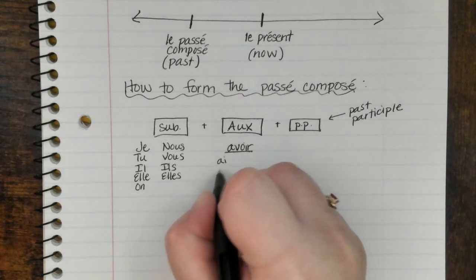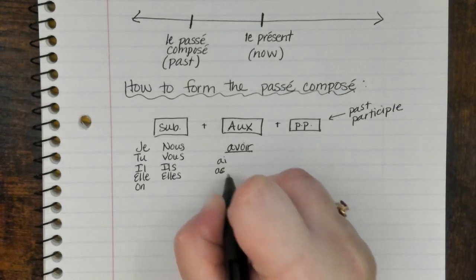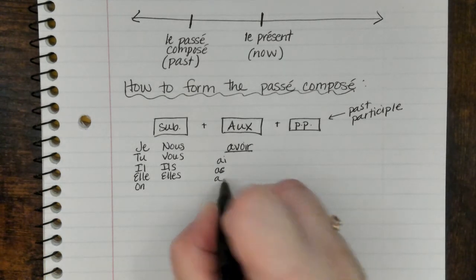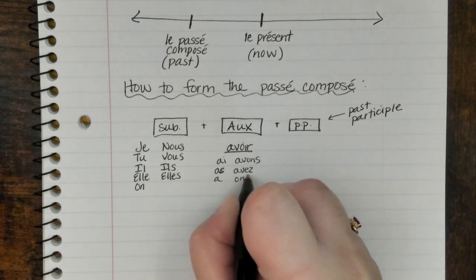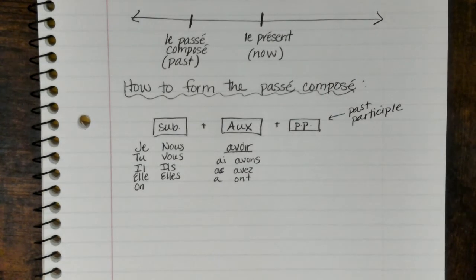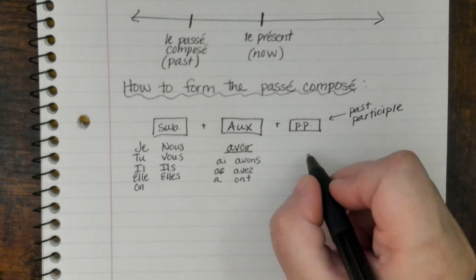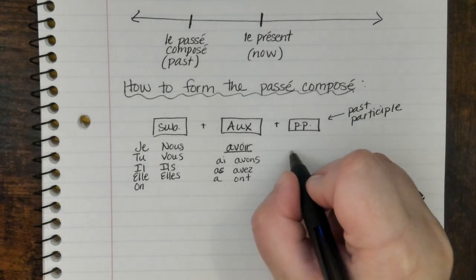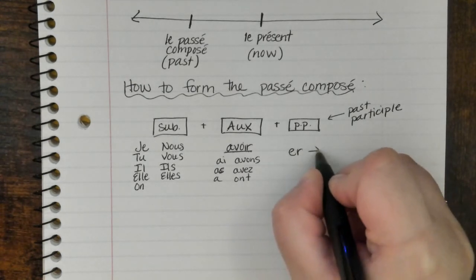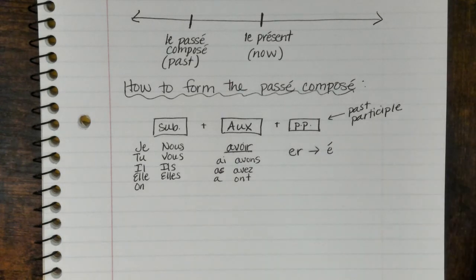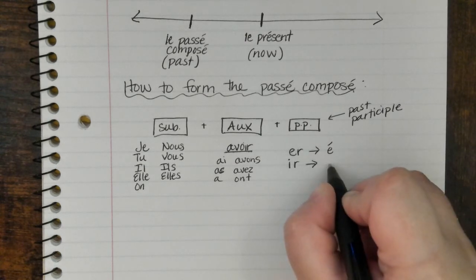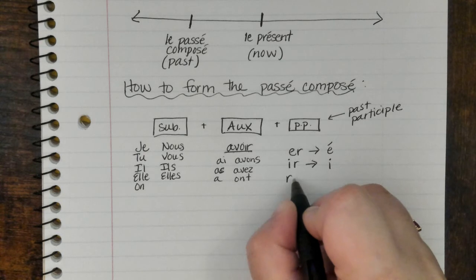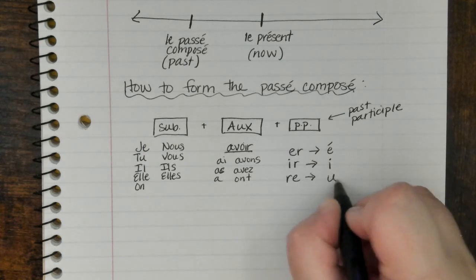So you need to know your conjugations. Sorry, that's as. Avons, avez, ont. You have to know that. And then the past participle is formed using the infinitive. So if the infinitive ends with ER, the ER becomes E accent aigu. If the infinitive ends with IR, then the IR becomes I. And if the infinitive ends with RE, then the RE becomes U.